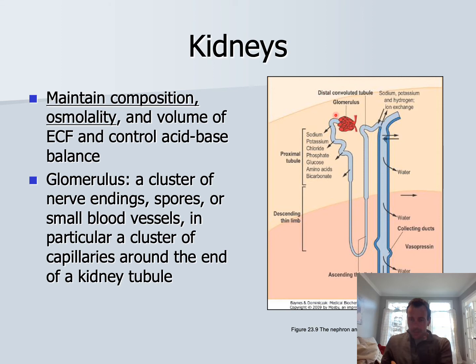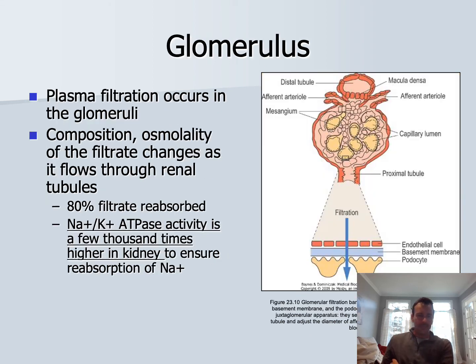You can see the glomerulus here. We get an exchange of water, sodium, potassium, and hydrogen ions in the kidney. The glomerulus, as I mentioned, is the region of the kidney where plasma filtration occurs. So the composition and osmolality of the filtrate changes as it flows through the renal tubules.